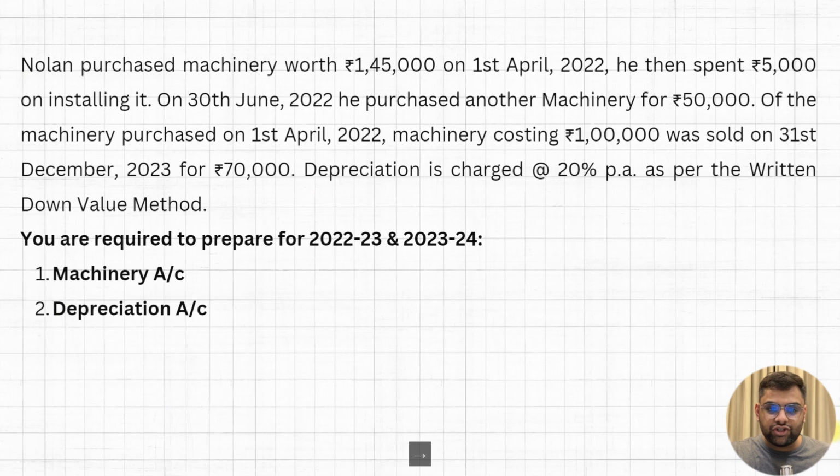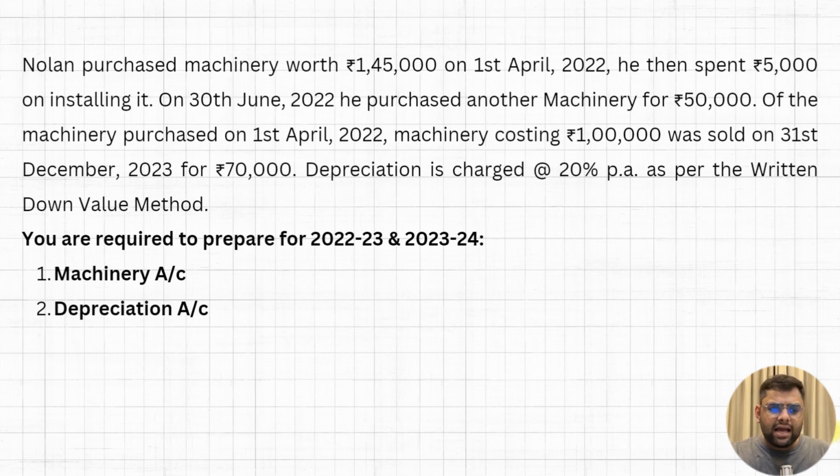Let's move on to the question now. Take a few seconds, आराम से पढ़ लो, and then we'll proceed. Nolan purchased machinery worth rupees 1,45,000 on 1st April 22. He then spent rupees 5,000 on installing it.